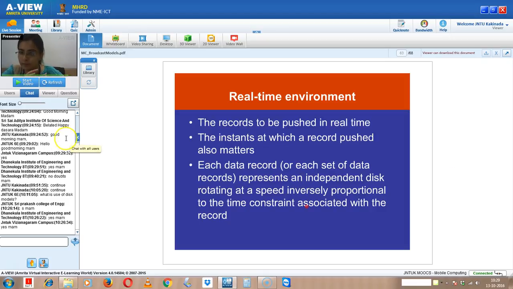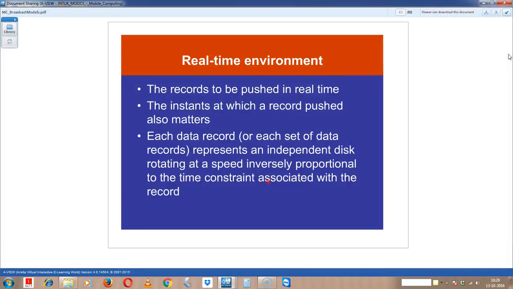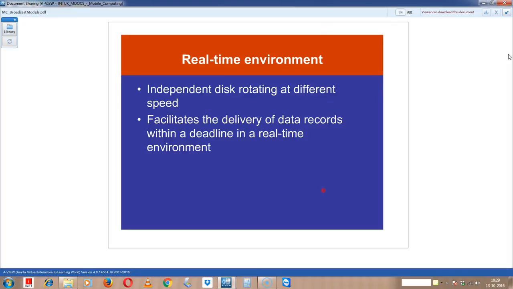The speed of the disk, the rotation speed of the disk, it is inversely proportional to the time constraint associated with that record. Okay. Now these, the independent disks, they can be rotating at different speeds. So this facilitates the delivery of data with a deadline in a real-time environment.